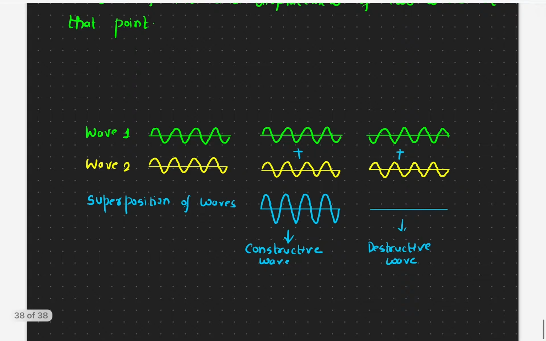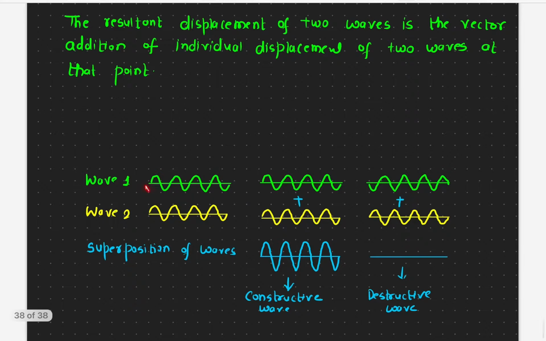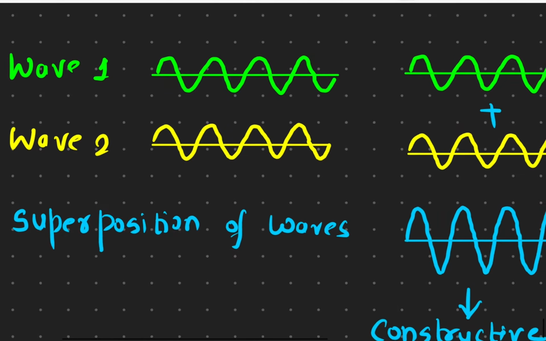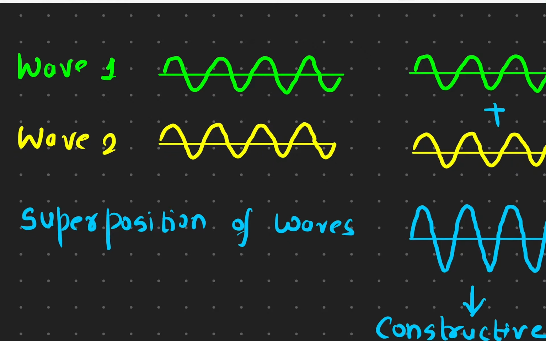So let's say, for example, you have one wave here, the green one, and you have another wave too. In this particular case, the wavelength and amplitude of both waves are exactly the same. What is the wavelength here? In this case, the wavelength is from this low to another low here. This one is called the wavelength.